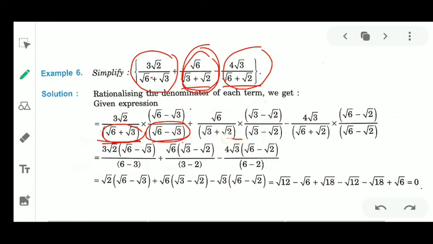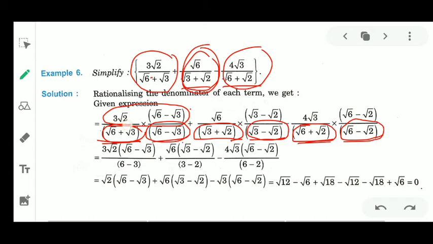Then multiply the conjugate of the denominator, that is root 3 minus root 2, on both numerator and denominator. Then put the negative sign according to the question. Then write the number 4 root 3 by root 6 plus root 2. Here, the conjugate of root 6 plus root 2 is root 6 minus root 2. Multiply root 6 minus root 2 on both numerator and denominator. Clear? So in the next step, look at the denominator.